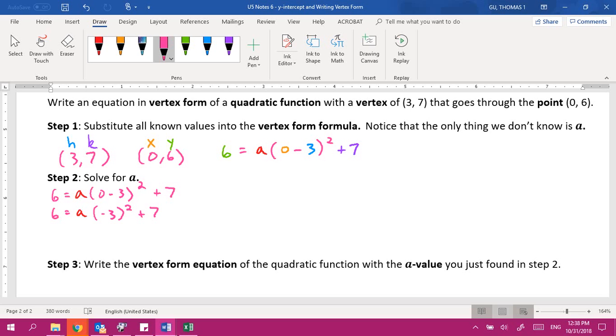Wouldn't you square the 3? Right, you can square the negative 3. So if I square the negative 3, what does it become? 9. Right, so 6 equals a times what? 9. Times 9, because negative 3 times negative 3 is positive 9. And we still have the plus 7 on the end.